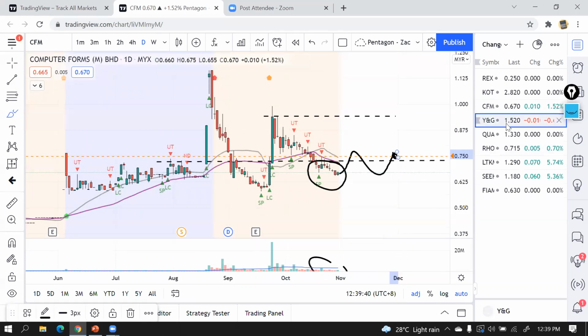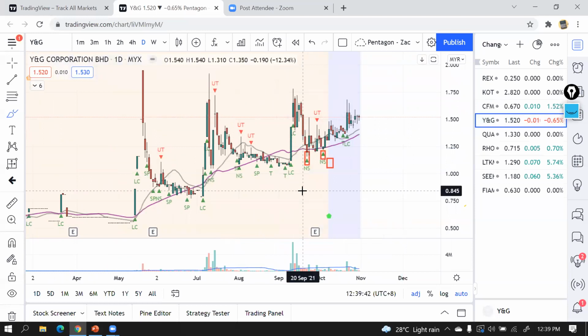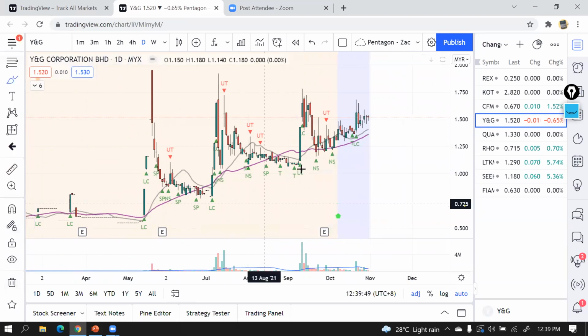CFM. Okay, so this is the other one. I think this one is getting better. Again, I'm not doing a buy call, but I think it's getting better, because they have been ranging for months. Effort bars are slowly showing up. So this is a bit similar to CFM, right?